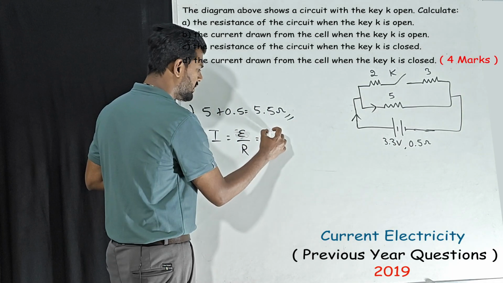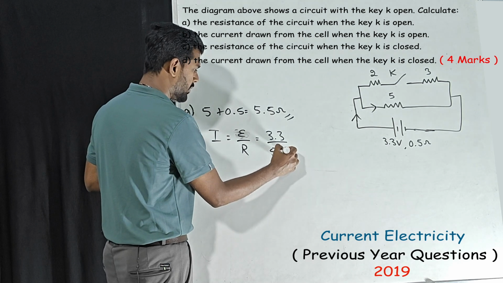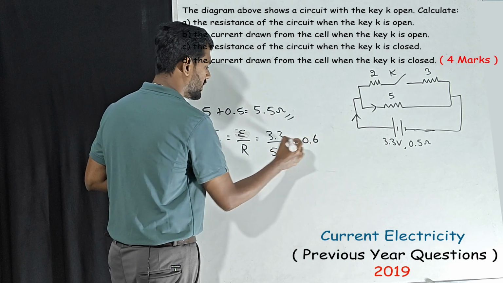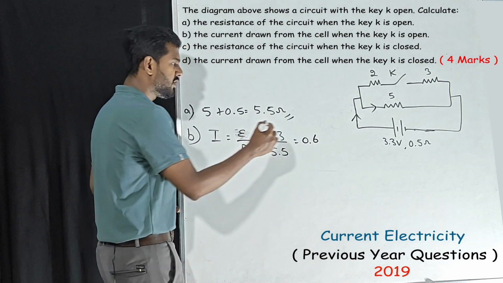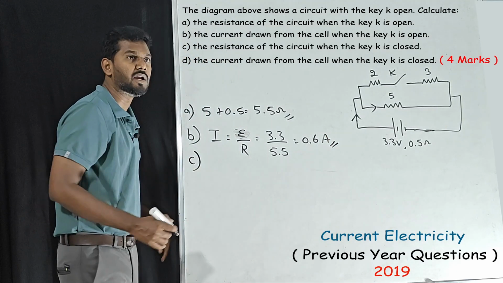So what is the voltage given? 3.3 divided by 5.5. Answer will be 0.6. What is the current unit? That is amperes. Next, we'll go for third sub question.